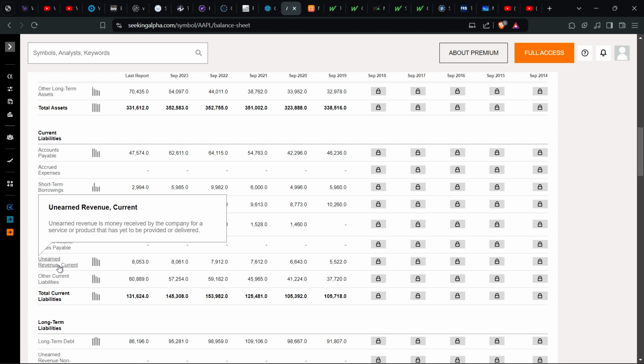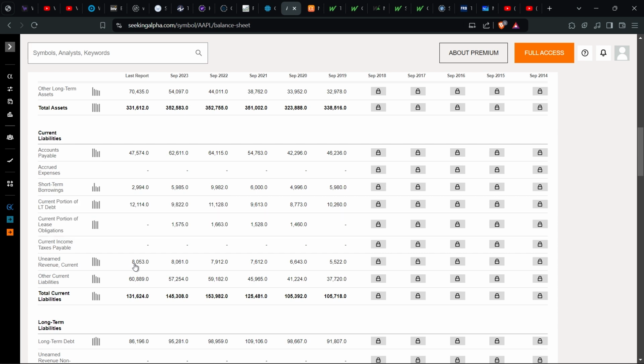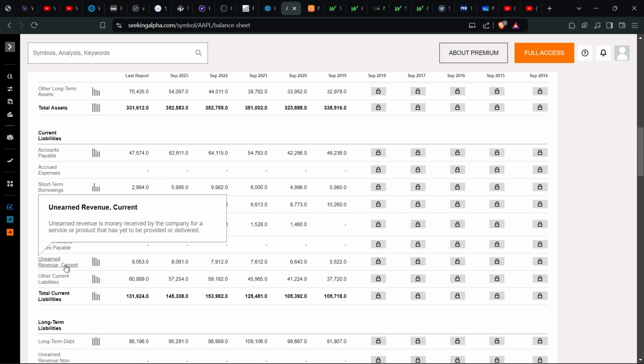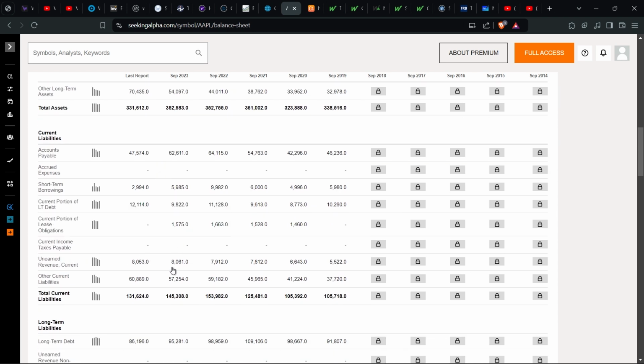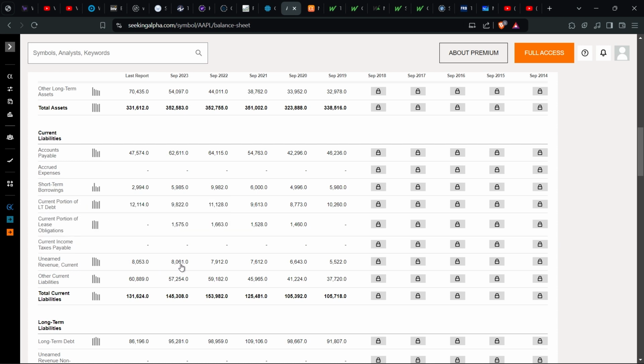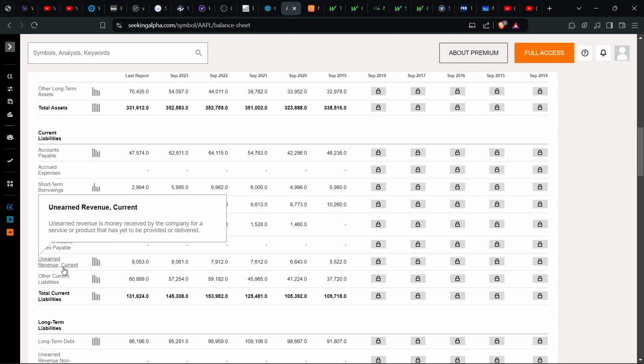For example, we are talking about Apple here. This is the Apple balance sheet. And you remember they launched the Vision Pro, right? So, assuming the Vision Pro was supposed to be launched in the coming year, and this is the accounting period for 2023. Assuming the Vision Pro was meant to be launched in 2024, and there were people who had paid for it before the launch, which is quite normal, that money is going to be recorded here as unearned revenue because it's money that they have received, but they have not yet provided the goods to the customers. That's why it's here, unearned revenue current.